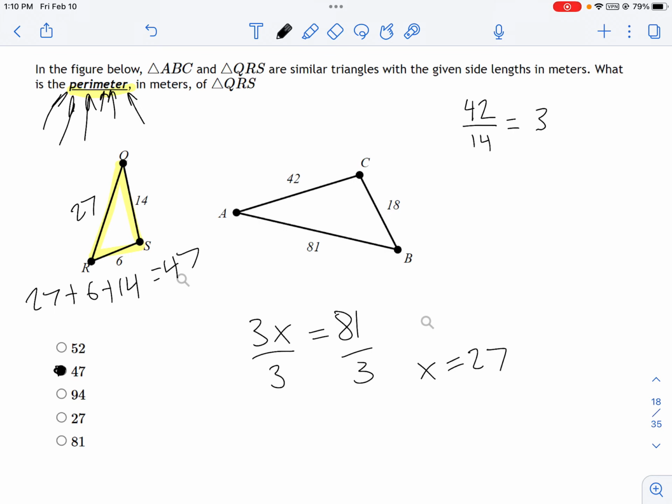Not hard once you know the basics of similar triangles, but you also got to read a little bit. You got to know what perimeter is and you got to be able to find your perimeter.